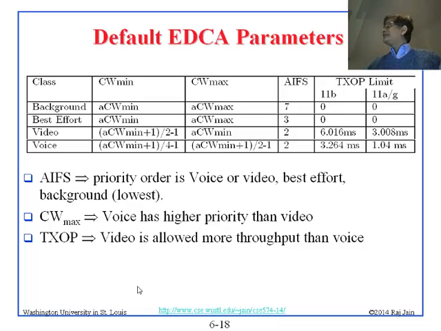So now you can see what the priority does. With priority, you have to wait less, half and 1/4 less sometimes. And with lower priority traffic, they have to wait longer. Okay.